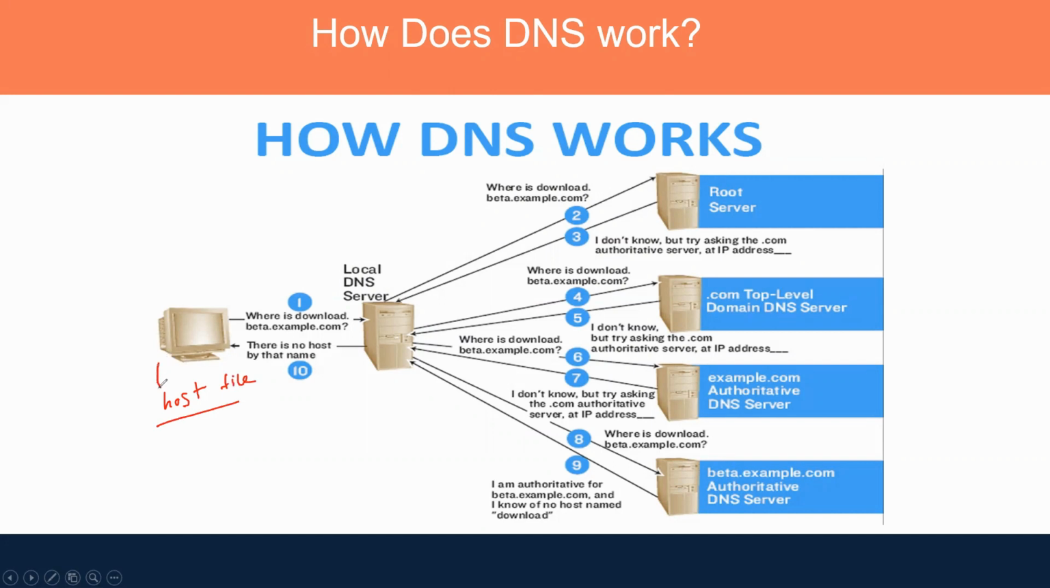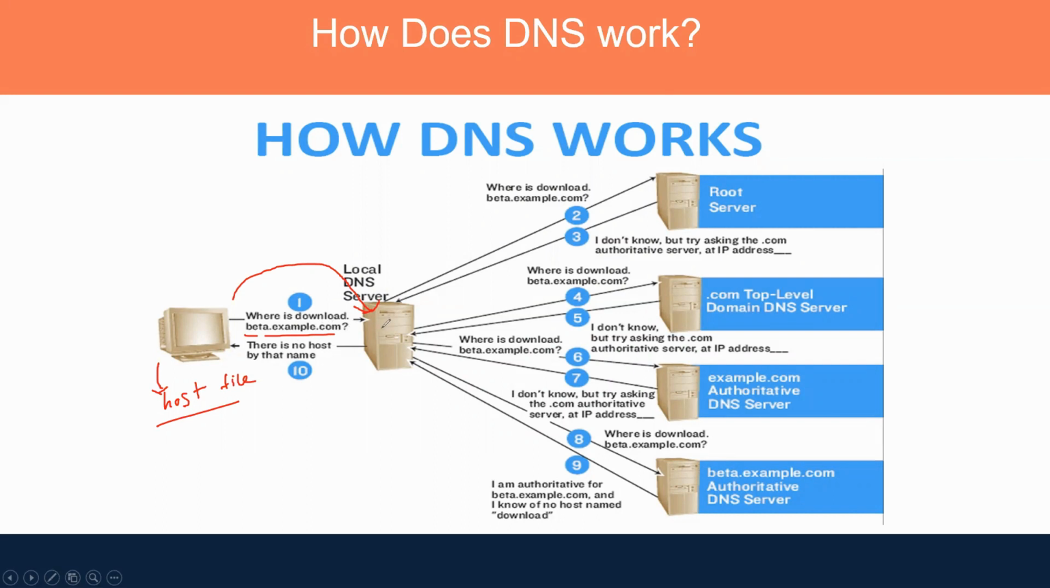First of all, his query gets checked on the host file, whether there is any entry against beta.example.com or not. If there is any entry, it would get the IP. If not, then it would check on the local DNS server. Maybe you would see in the organization that there is a local DNS server. So it would check the local DNS server: do you know what is the IP of beta.example.com?